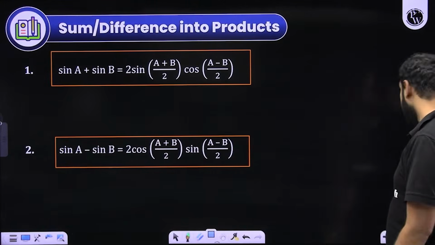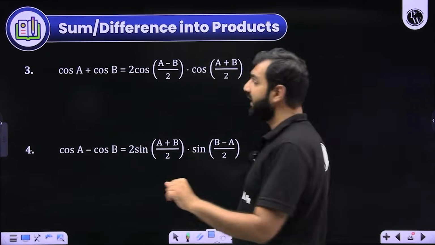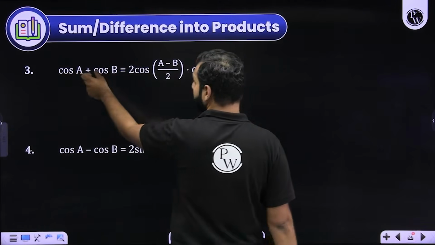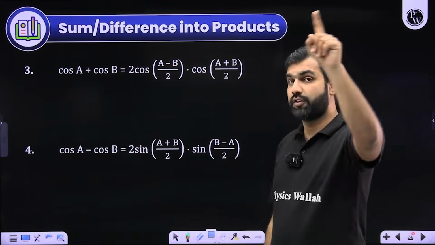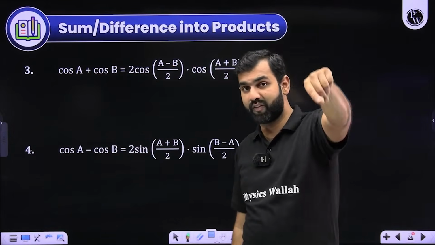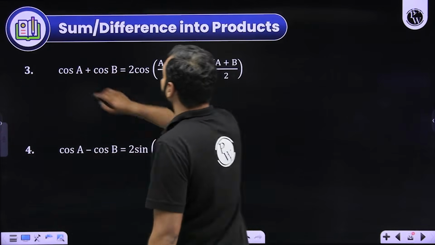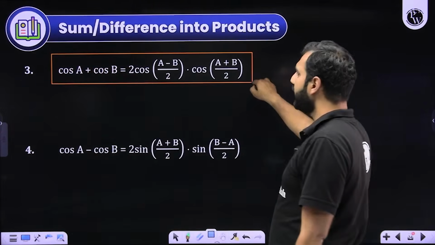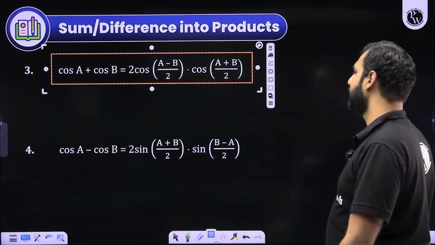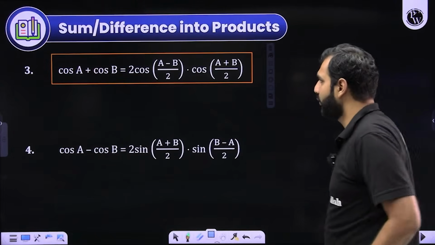Similarly, 2 more results can be drawn. I hope you remember cos A + cos B, and that cos(A+B) + cos(A-B) was the formula. So instead of A+B, if I put C, and instead of A-B, if I put D, I'll get this result: cos A + cos B will be 2 cos((A+B)/2) times cos((A-B)/2). I hope there is no doubt or hesitation on that.